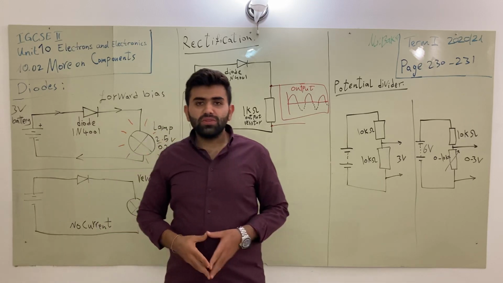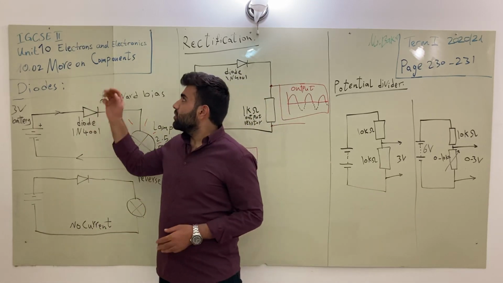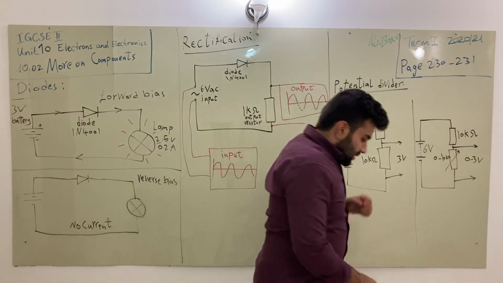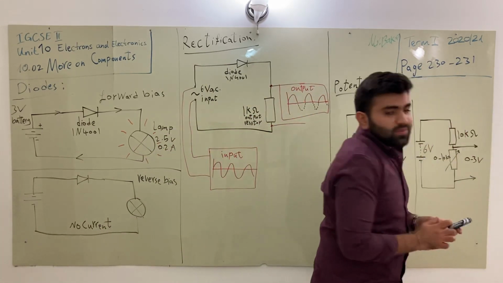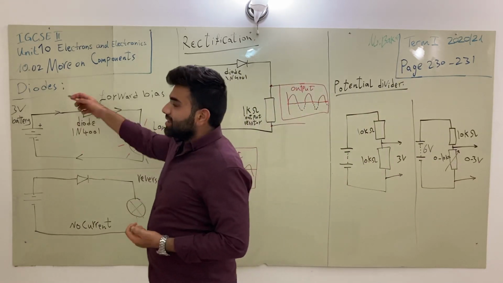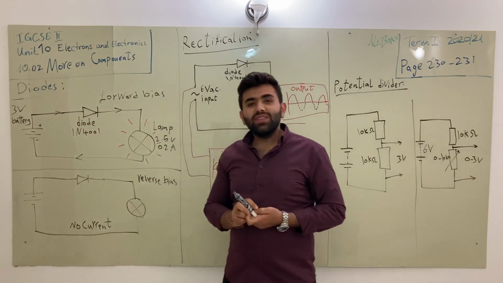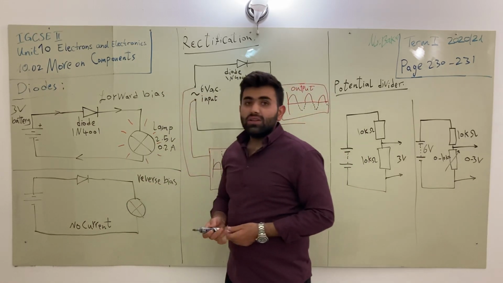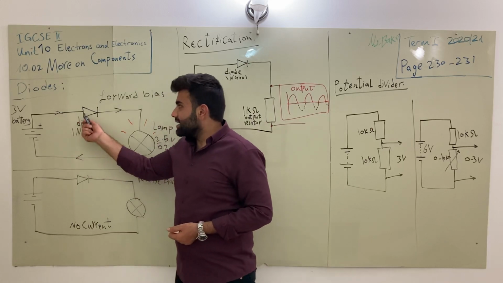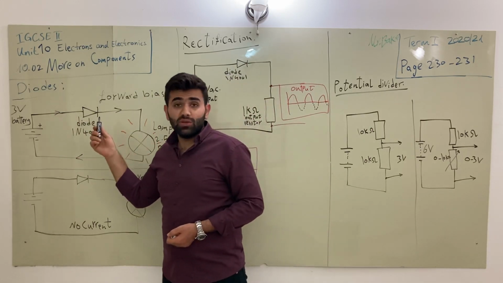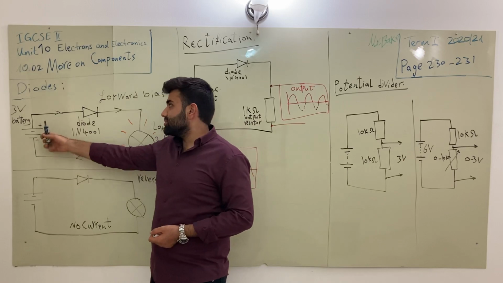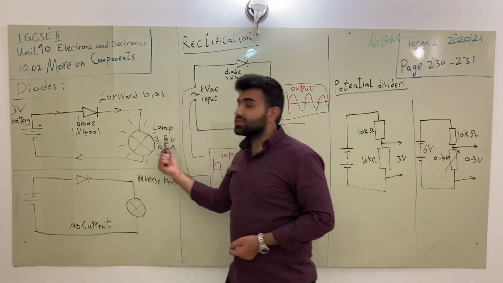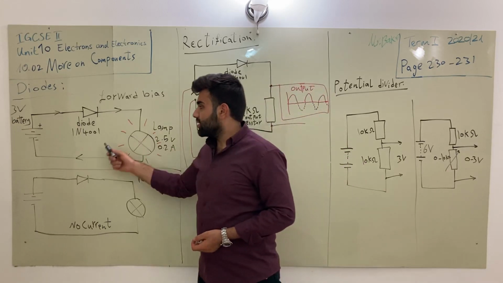So we're going to continue with 10.2, more about conveyance, page 230, 231. We're talking about the diodes. The diode is for the direction of the circuit. In one direction, the resistance is very low. You can see here we have a 3 volt battery and the diode, and then we have the lamp, and it's working. There is a current.